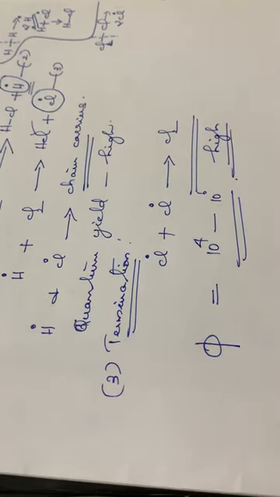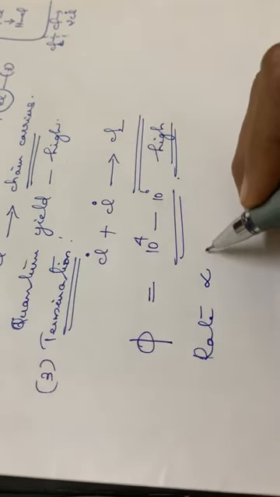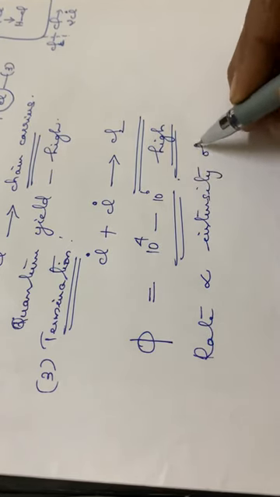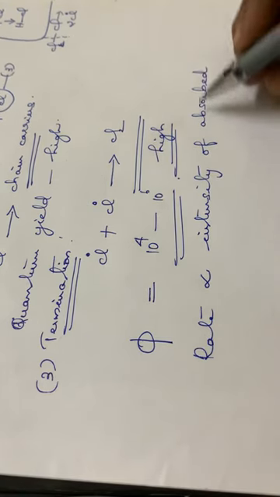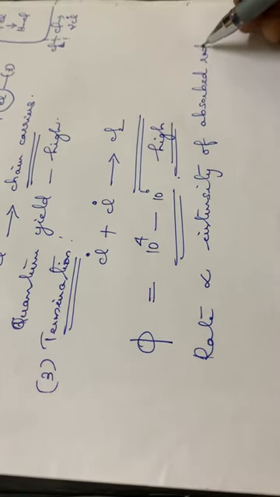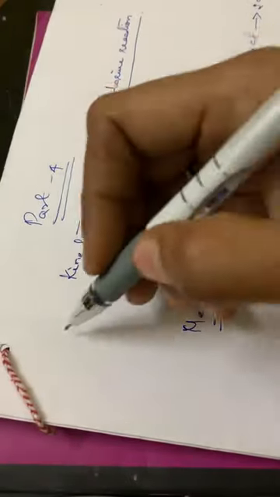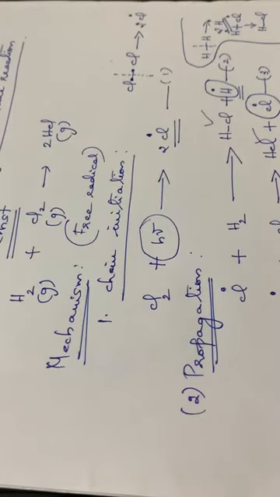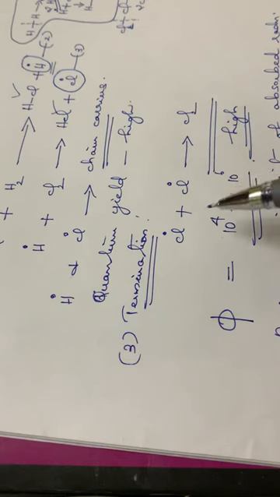Okay, and also we can say that the rate of the reaction will be directly proportional to the intensity of the absorbed radiation. If the absorbed radiation is of high intensity, then the rate of the reaction will depend on the intensity of that particular radiation. Okay, so this kinetics of hydrogen chlorine reaction is very simple, and also it will be asked in your section C part, for a 4-mark question. And you have to remember only these 3 points: chain initiation, chain propagation, as well as chain termination.